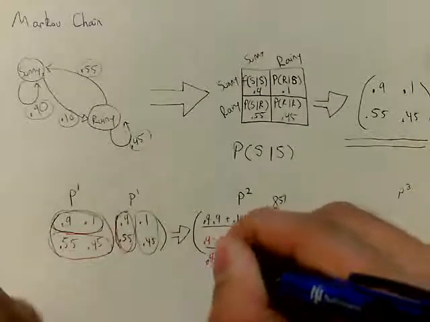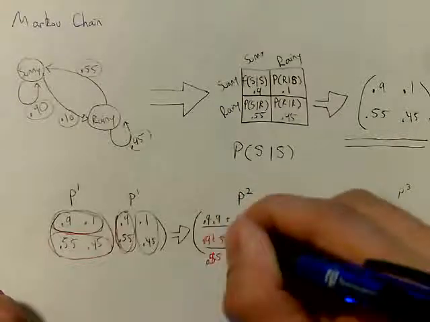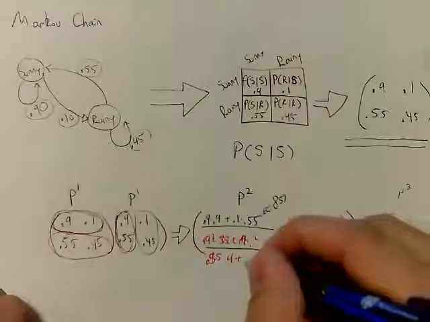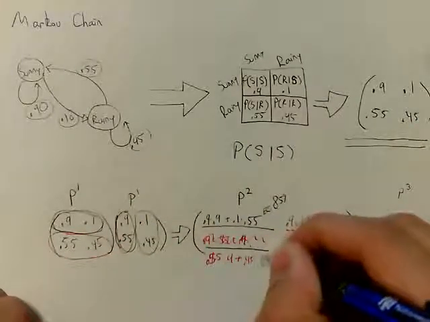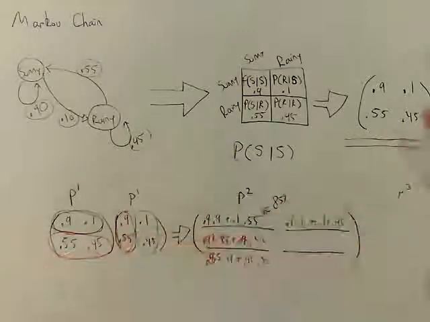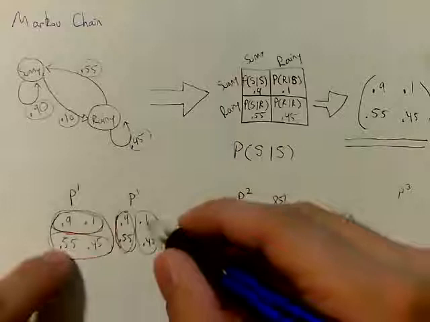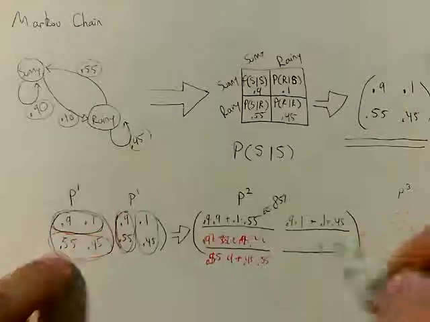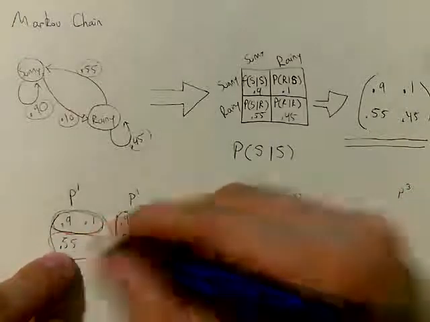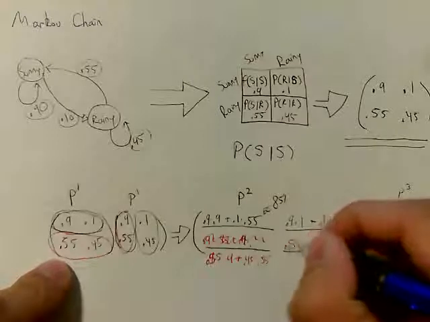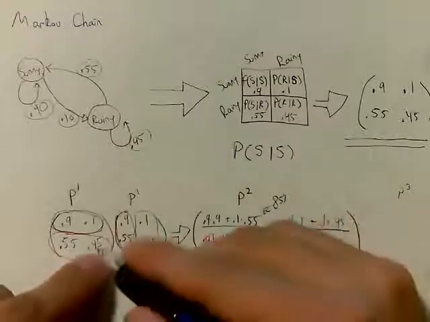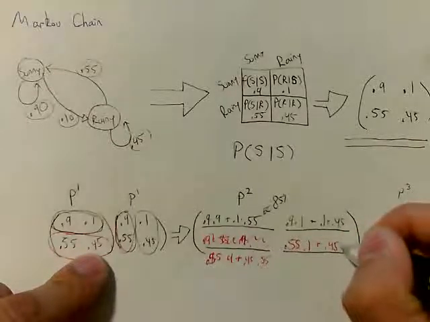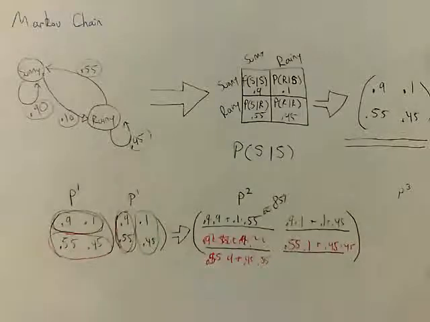0.55 times 0.9. Let's get rid of this one. And then plus 0.45 times 0.55. See, if I don't use my fingers, I'll make mistakes. All right, final one. In the second row, second column, this position here. Okay, so 0.55 times 0.1 plus 0.45 times 0.45. Okay, and this gives us the probabilities.